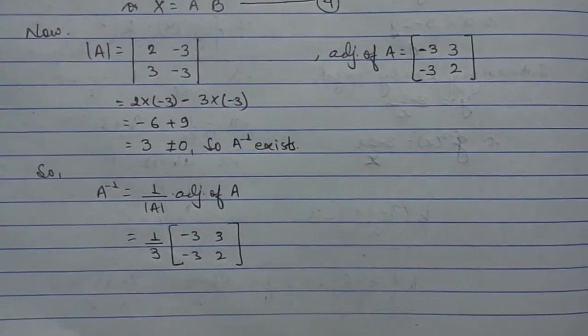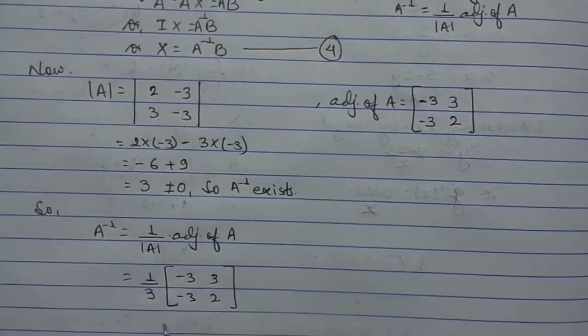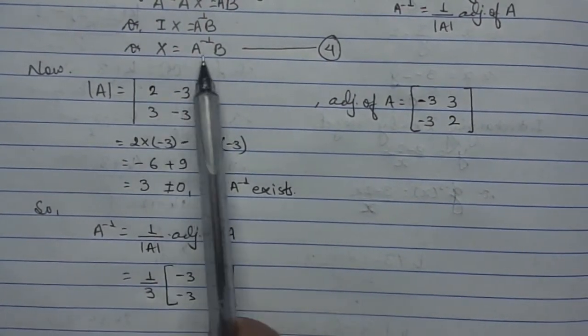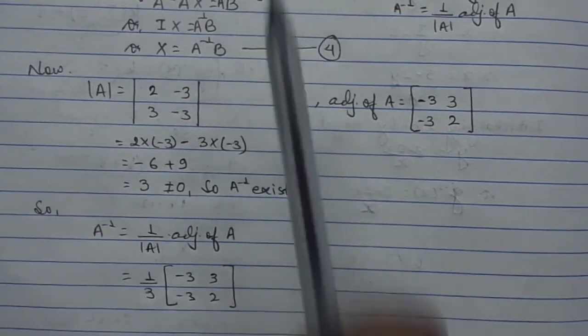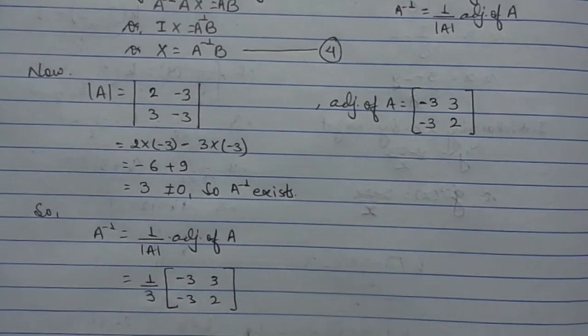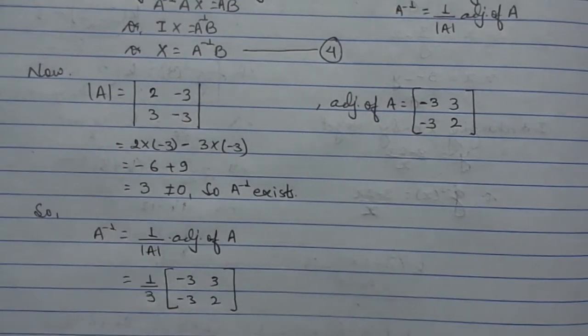Now see, A inverse A X is A inverse B. A inverse is obtained as 1 upon 3, minus 3, 3, minus 3, 2, and B is minus 5, minus 3. Now we'll substitute this value of A inverse and B in equation 4. Then we will get the value of X.